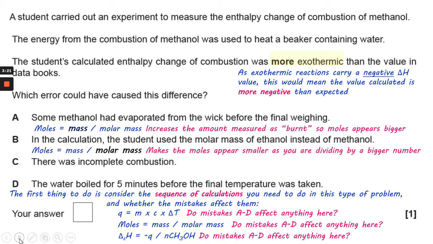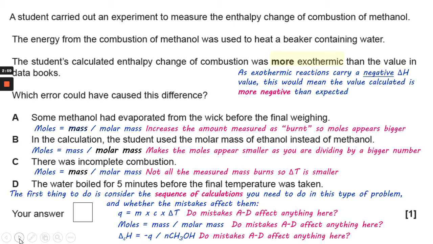In the second mistake, the calculation includes ethanol instead of methanol. Ethanol is a bigger molecule, so it makes the moles appear smaller as you're dividing by a bigger number. If there was incomplete combustion, not all the measured mass actually burns. So that means that delta T is smaller.